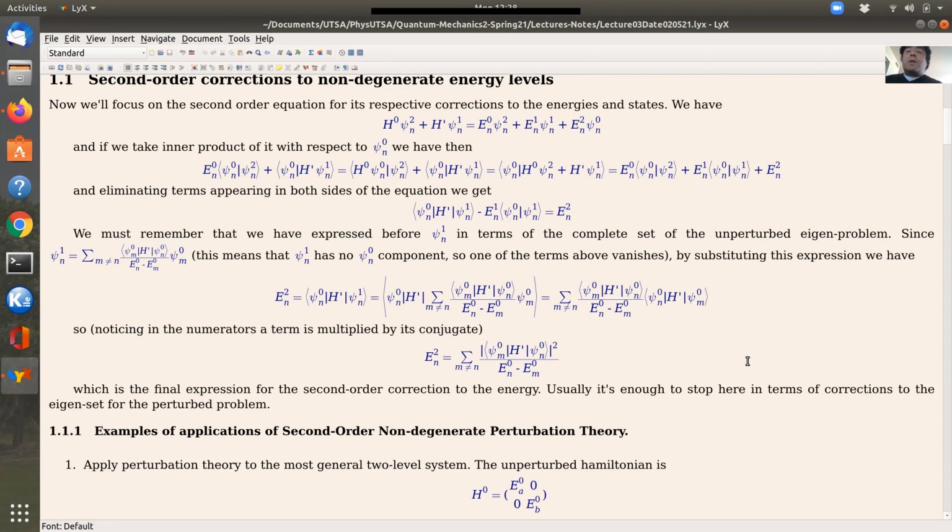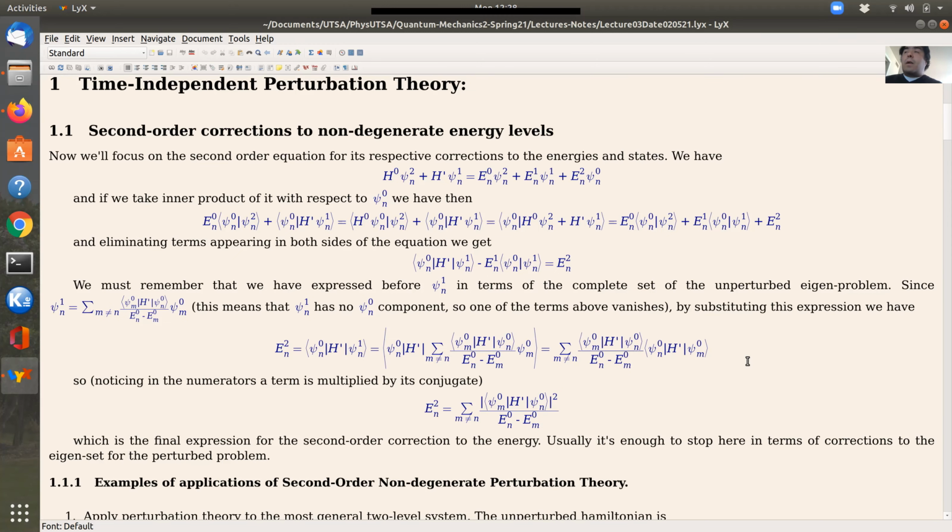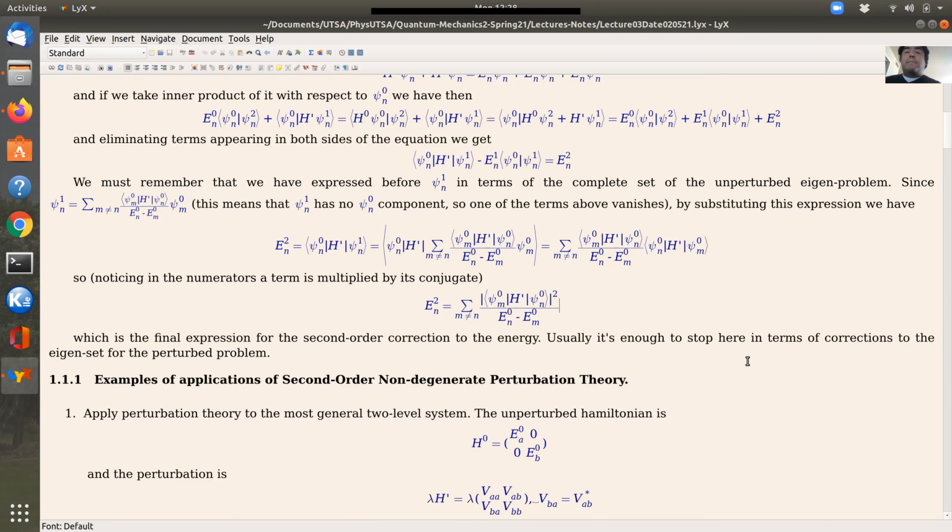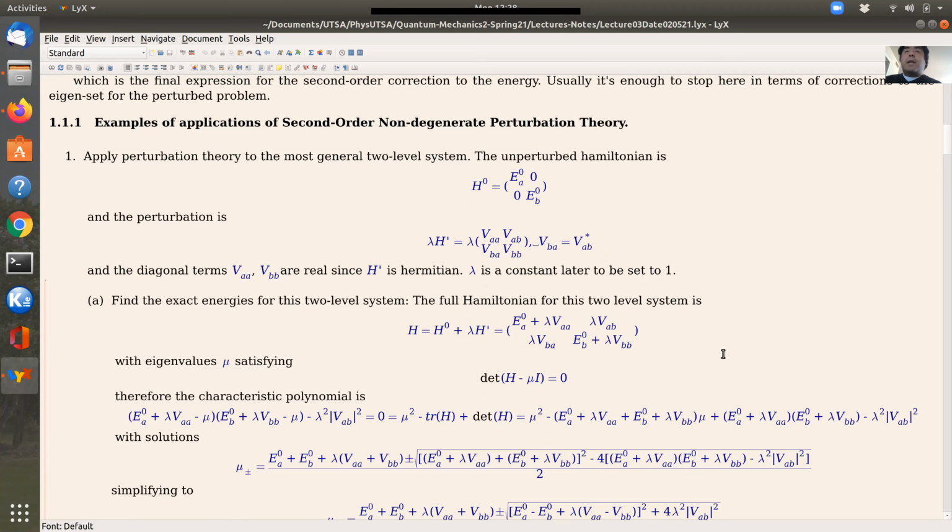And so we're going to do a problem where some of the issues that I have mentioned before will appear. So let's do one example of application of second order non-degenerate perturbation theory. So I chose a problem of Griffiths, which I think is interesting, both for the physical and the mathematical consequences of what is studied in the problem. And so it goes like this.